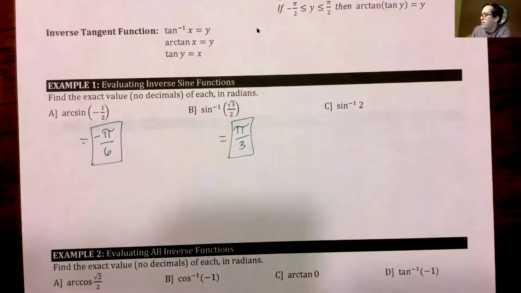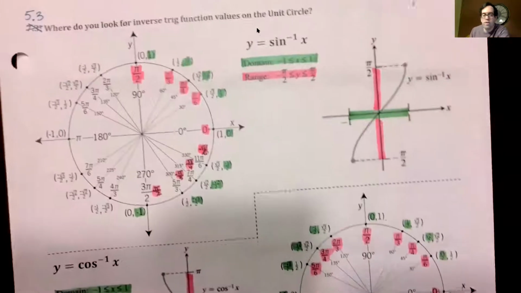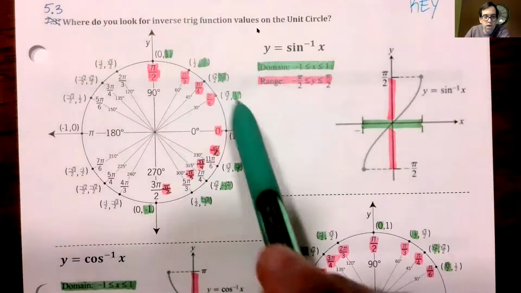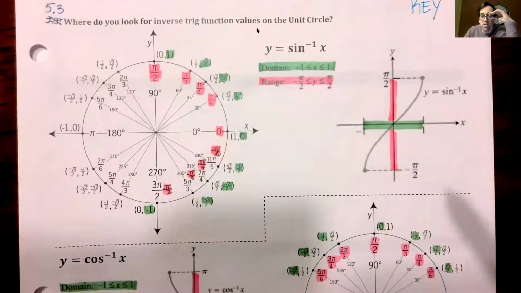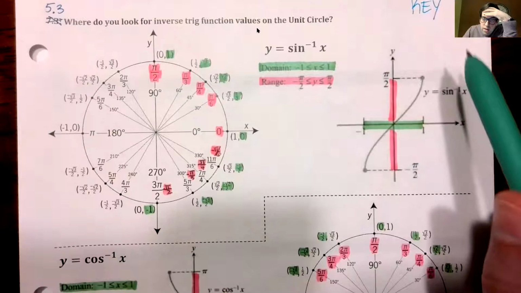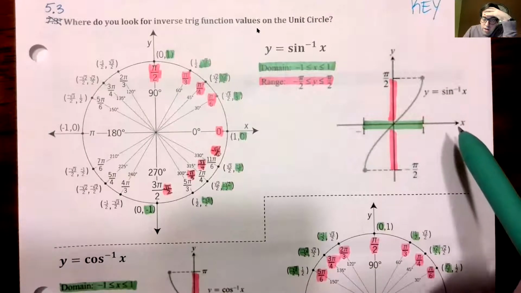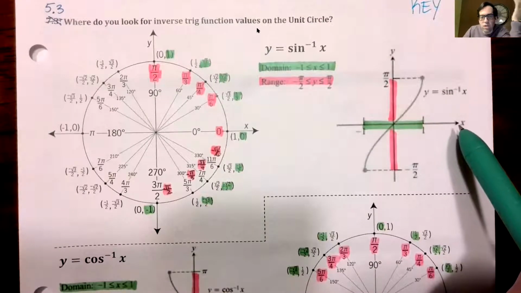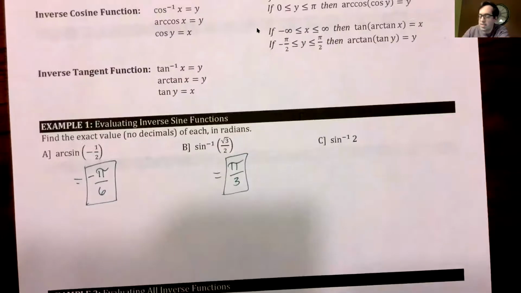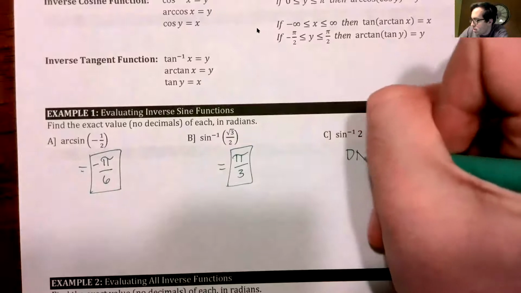Letter C, the sine inverse of 2. And I can tell you right now, I don't see a 2 as a y value for any of these. And I look over here on the graph, 2 would be all the way over here. And there's definitely no y value that corresponds to that x value 2. 2 is not part of the domain. So I'm just going to write DNE, which stands for does not exist.